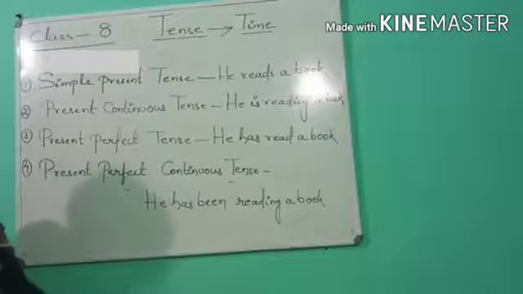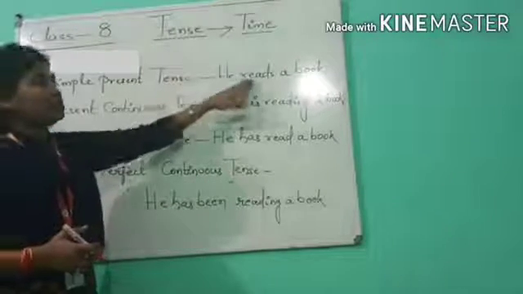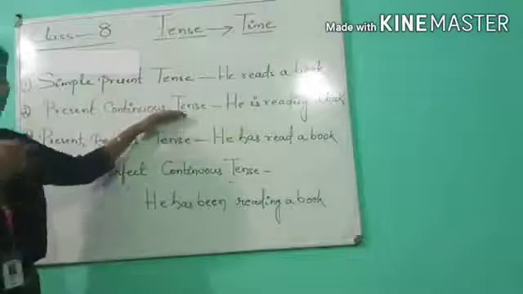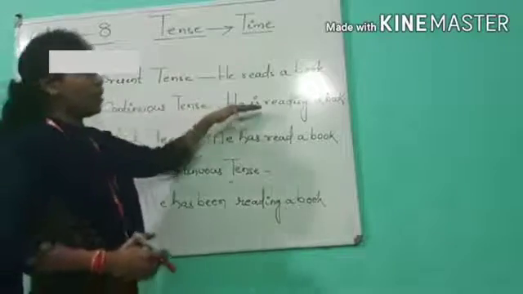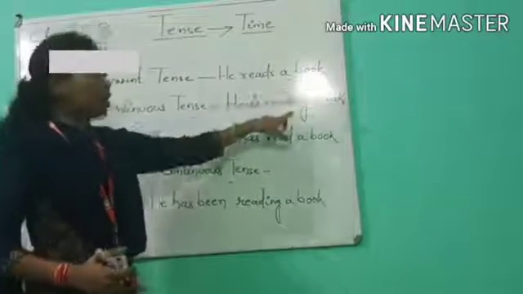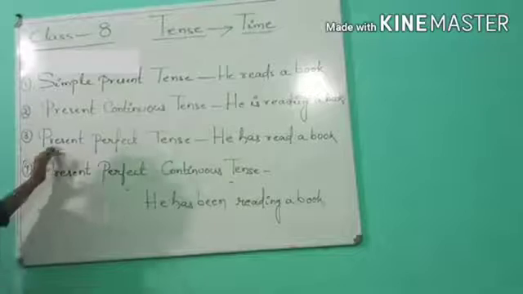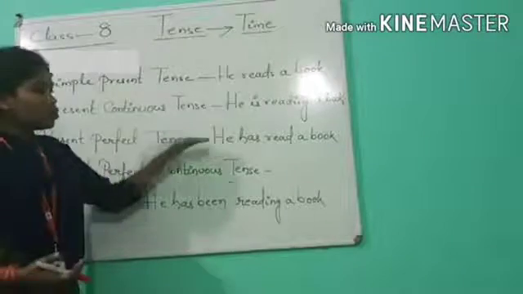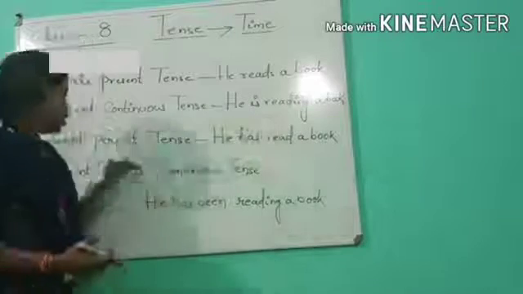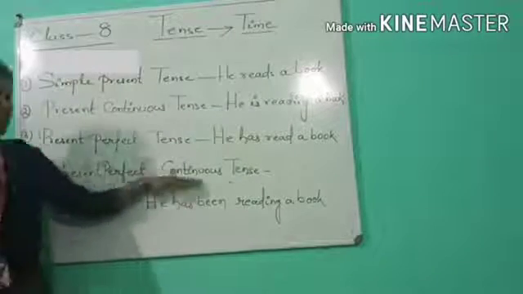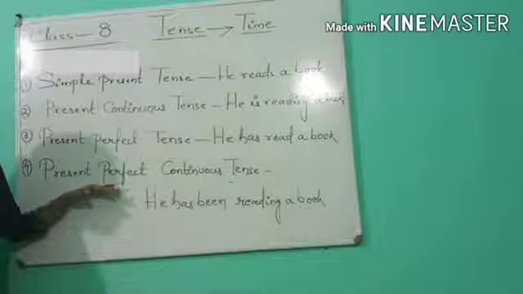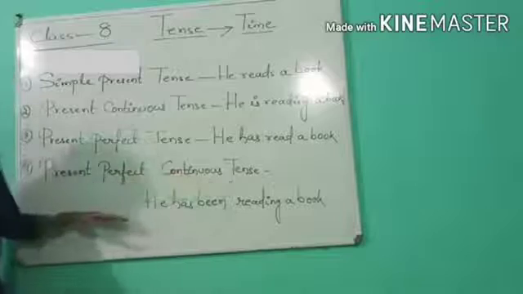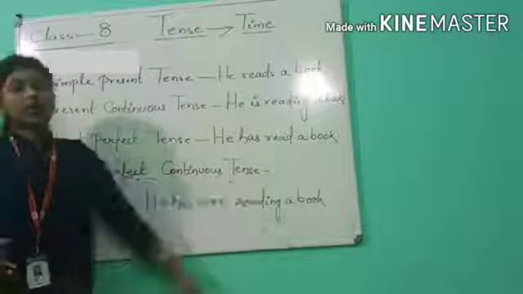The first one you can see is simple present tense, that means he reads a book. Now present continuous tense, that means it is going on, so it is he is reading a book. You can see ing with is. And the third one is present perfect tense, that means it is already done, so he has read a book. And the last one is present perfect continuous tense, that means it has started in the past and is still in a continuous process. So the example is he has been reading a book.